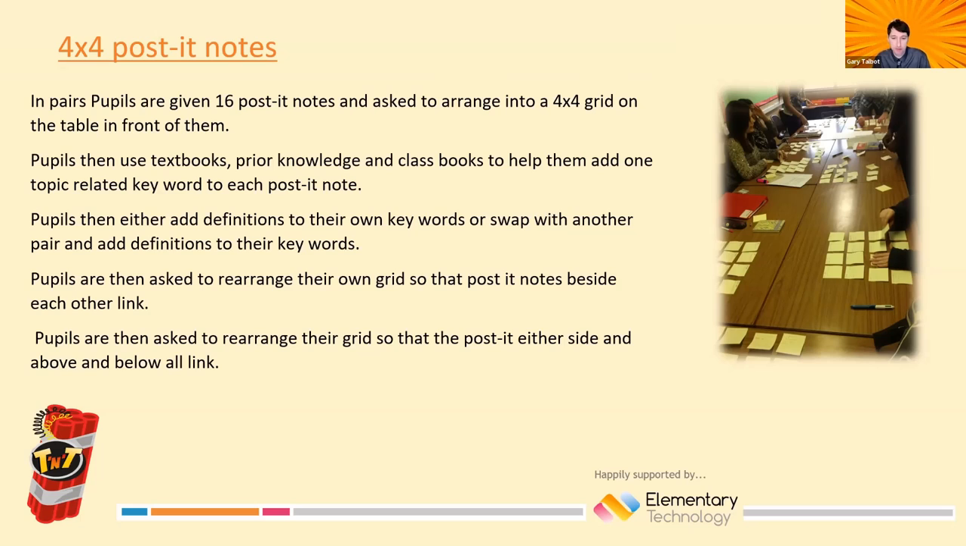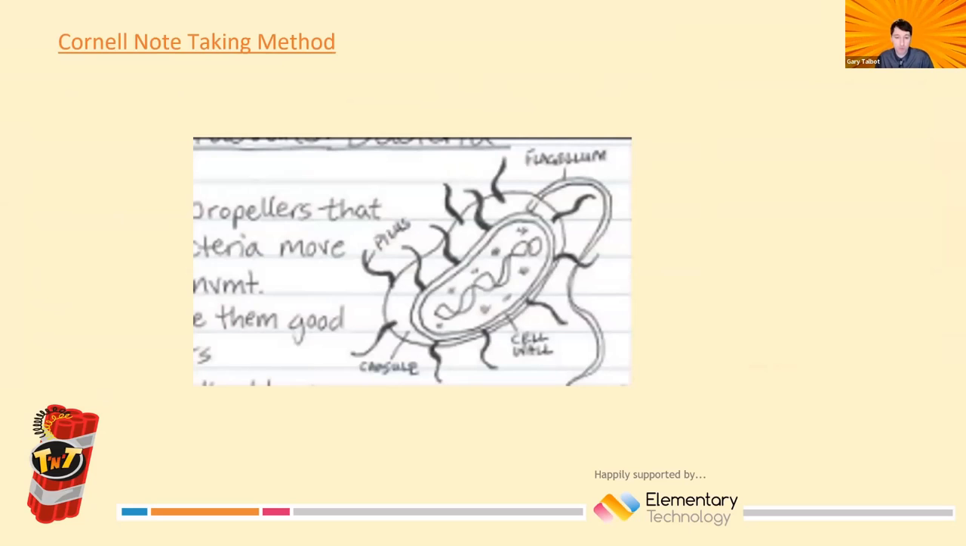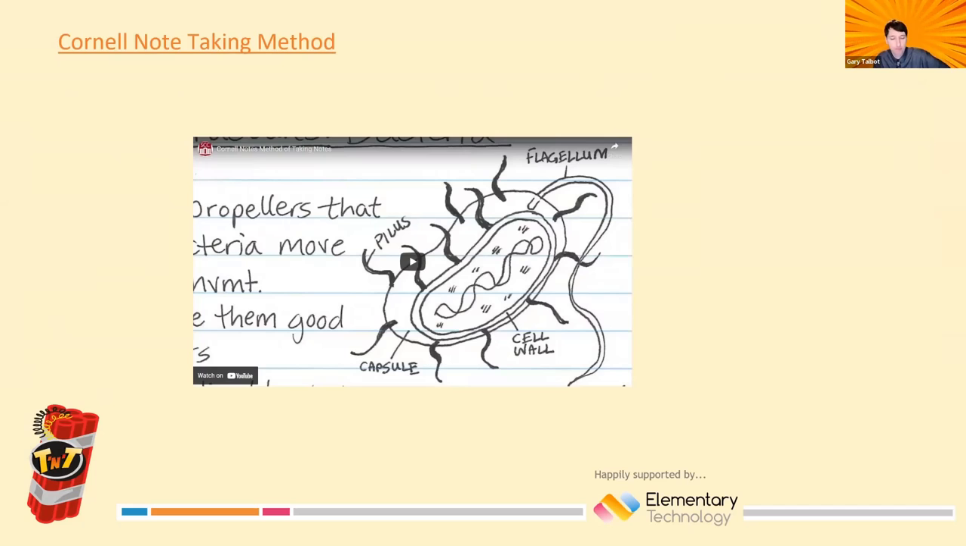And then the last one we've got for you today is something called the Cornell note-taking method, which was developed from a university professor and a way of students to memorize and summarize the work. So I'm just going to play you this. It's only short, so you can see, if you've not used this before, it's a really good method to teach students.